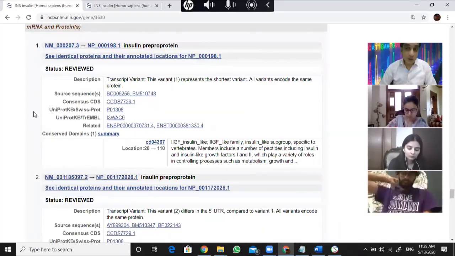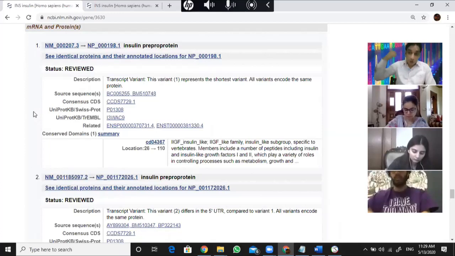And do you know why this happens? You should know. Recall yourself. One gene can be transcribed and then processed in a different way to produce multiple transcripts. Alternate splicing. So these 4 transcripts are the 4 messenger RNAs of the insulin gene.